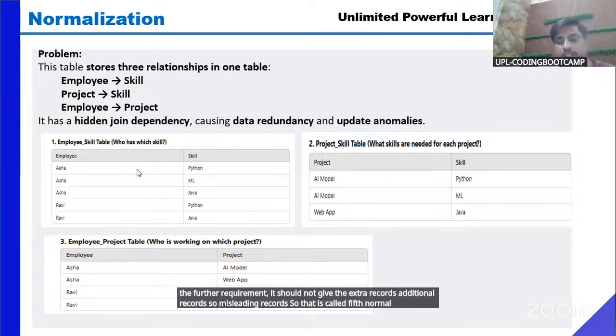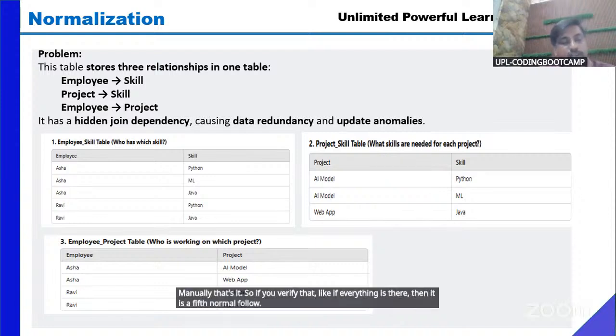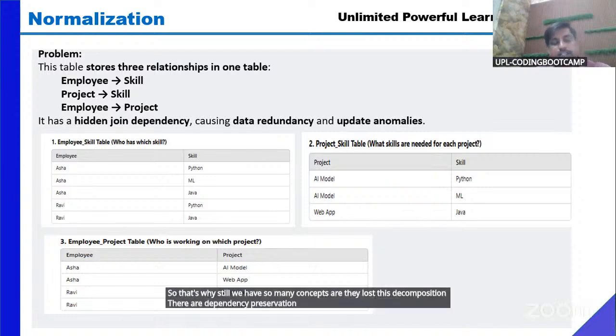There is no tool around it. You have to go and verify manually. That's it. If you verify that, and everything is there, then it is a fifth normal form. There are still so many concepts, like lossless decomposition and dependency preservation. There are a lot of other concepts. I don't want to get into database systems because this is sufficient for you people to design the database up to third normal form.